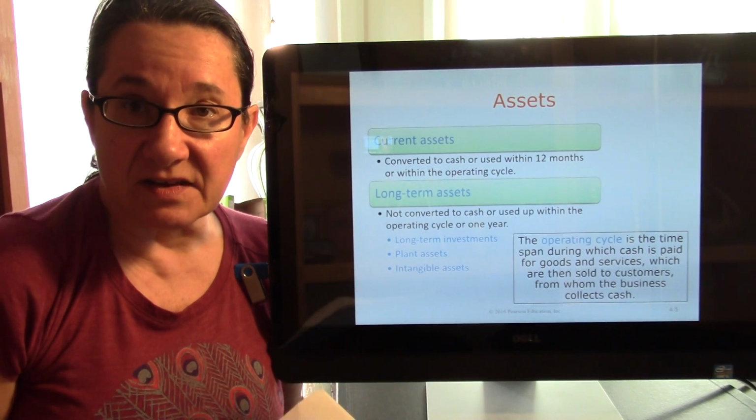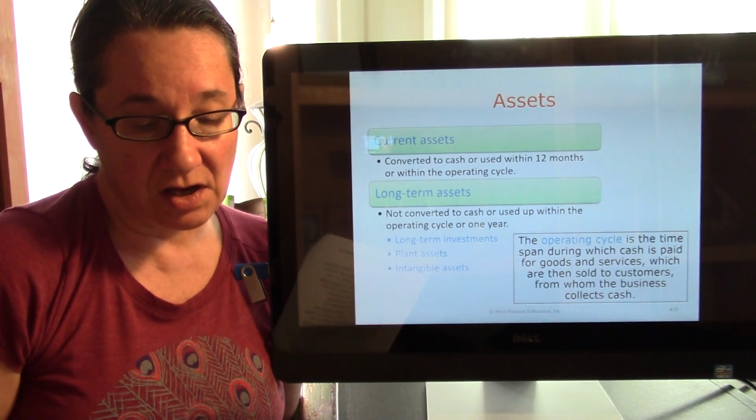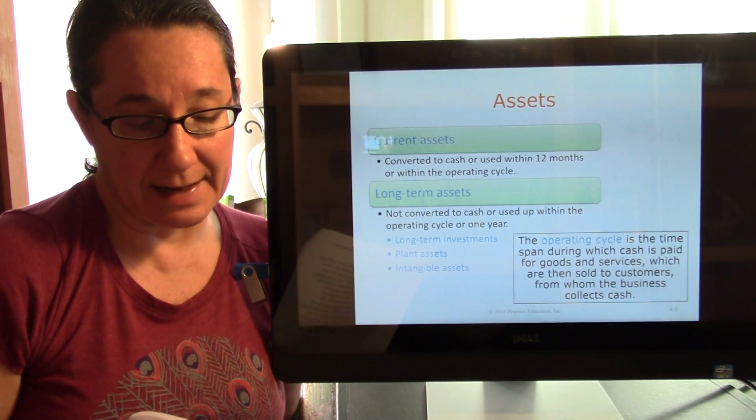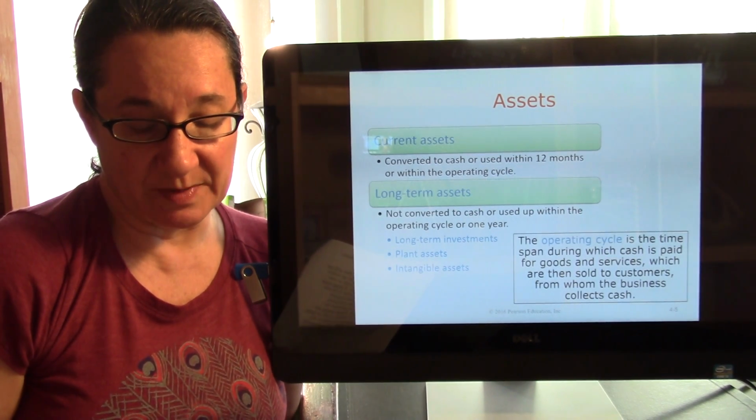Plant, and those are assets, right? Long term, more than a year. Plant assets are long-lived, tangible assets such as land, buildings, and equipment used in operations of a business.